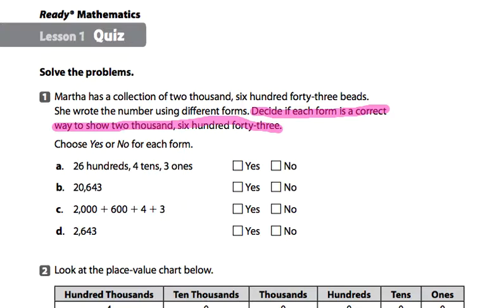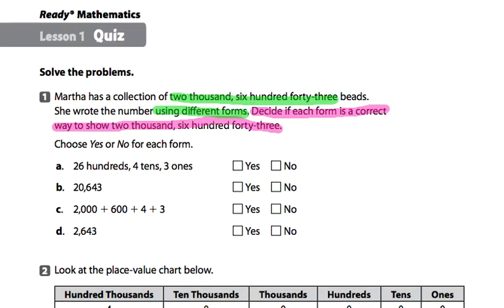All right, let's read the problem one more time. Martha has a collection of 2,643 beads. She wrote the number using different forms. Decide if each form is a correct way to show 2,643. Well, what do you think the important information is for this problem? I think the number, right? 2,643, that's pretty important. And that she was using different forms, right?